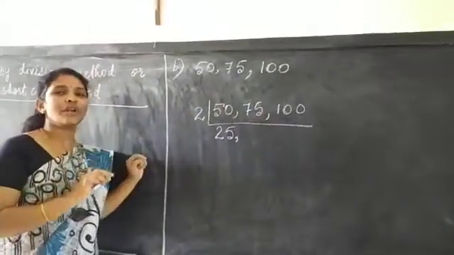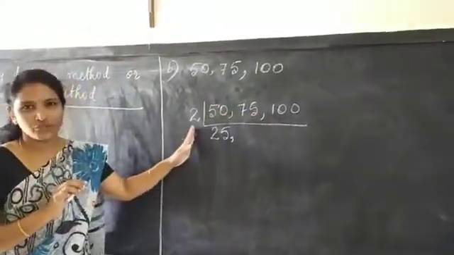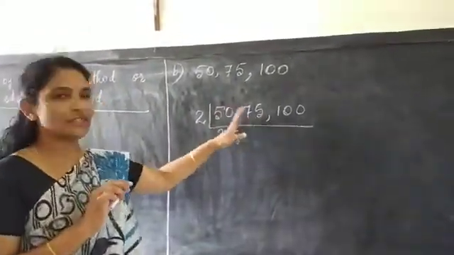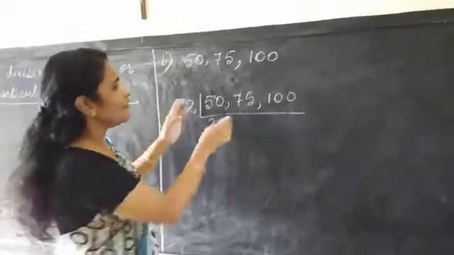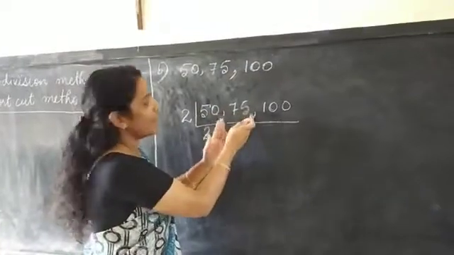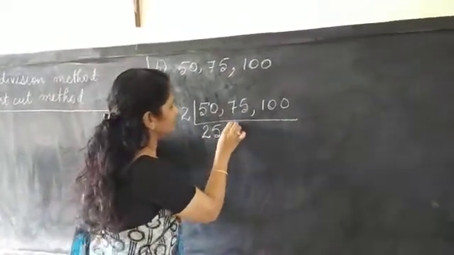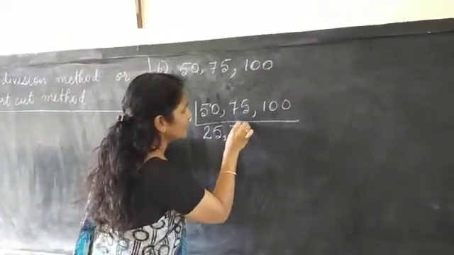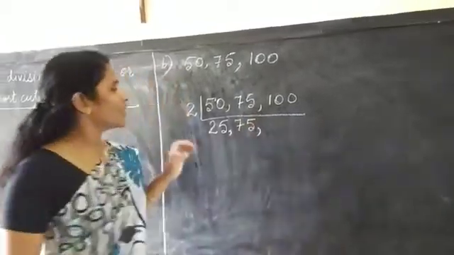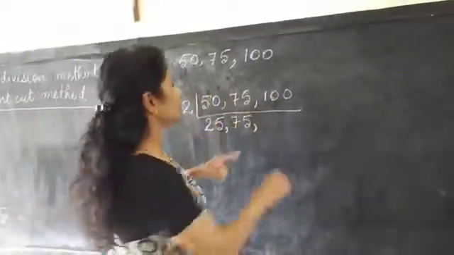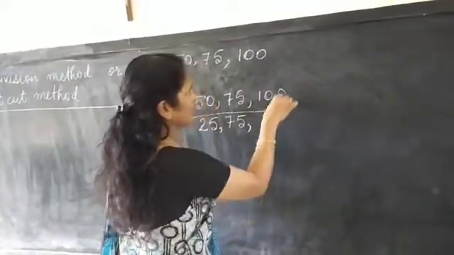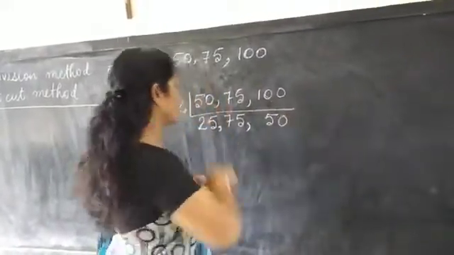Now how many 2's are 75? 75 is not divisible by 2. So what we have to do? We have to bring this number as it is. 75 is brought down. Now 100 is divisible by 2. How many 2's are 10? 2 5's are 10. Bring down 0.